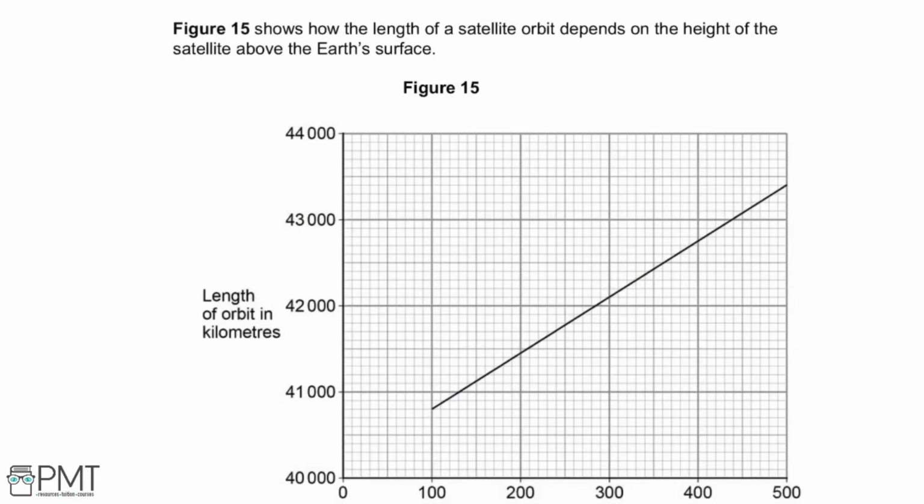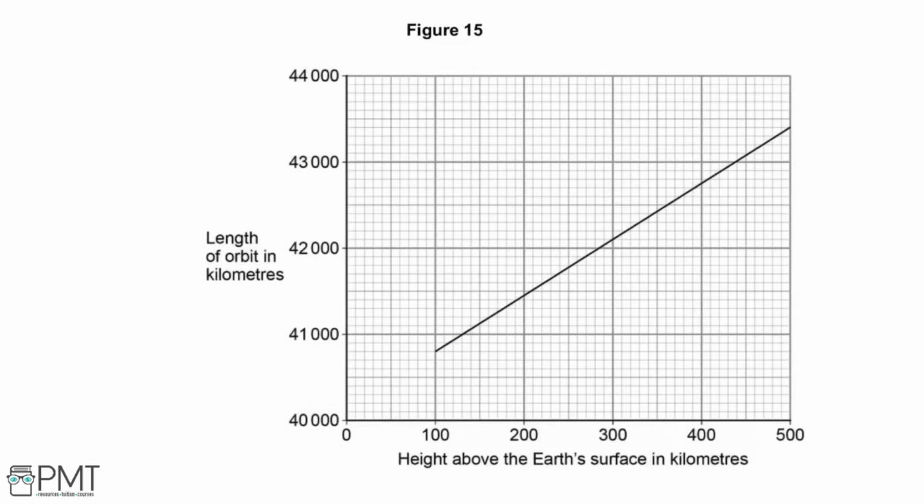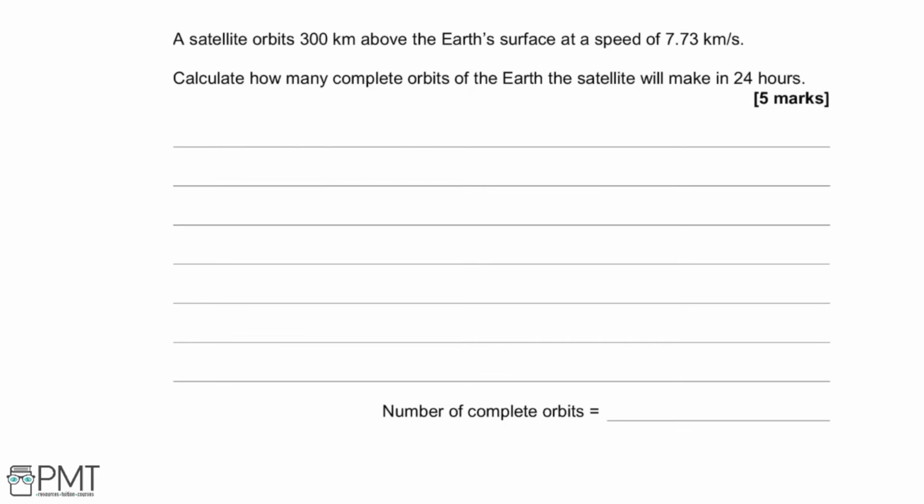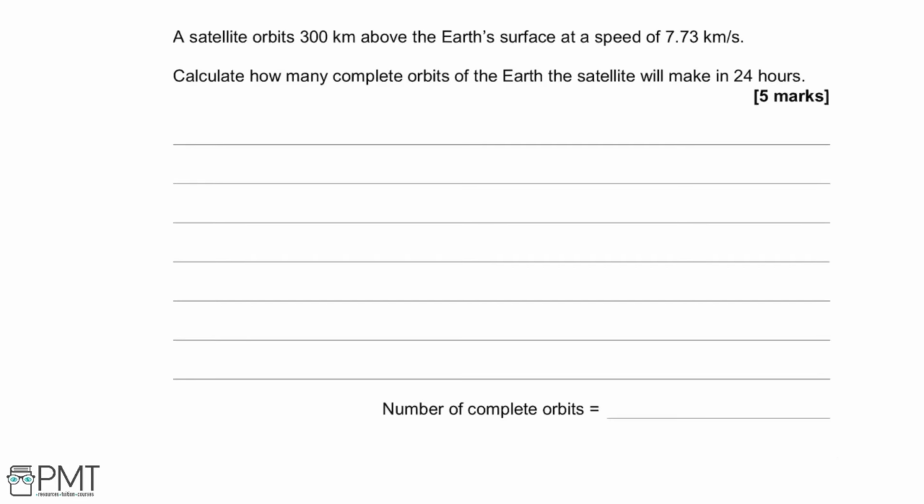Figure 15 shows how the length of a satellite orbit depends on the height of the satellite above the Earth's surface. Figure 15 is the graph on your screen. We have the length of the orbit in kilometres on the y-axis and the height above the Earth's surface in kilometres on the x-axis. A satellite orbits 300 kilometres above the Earth's surface at a speed of 7.73 kilometres per second. Calculate how many complete orbits of the Earth the satellite will make in 24 hours.